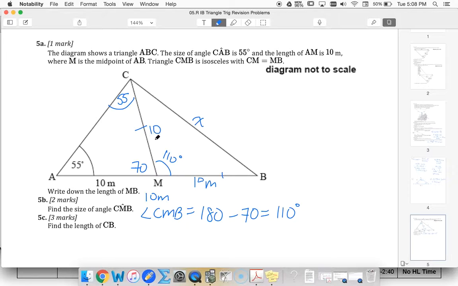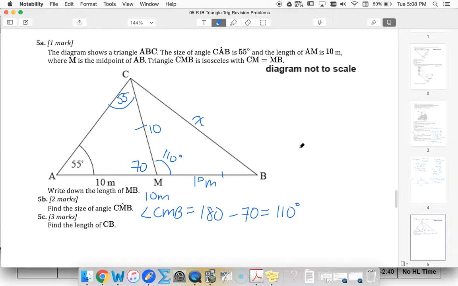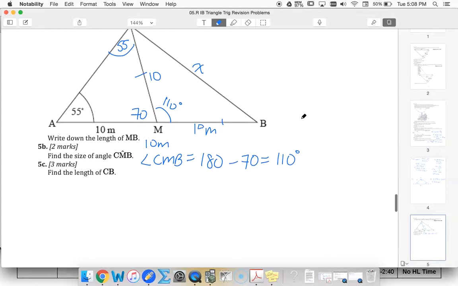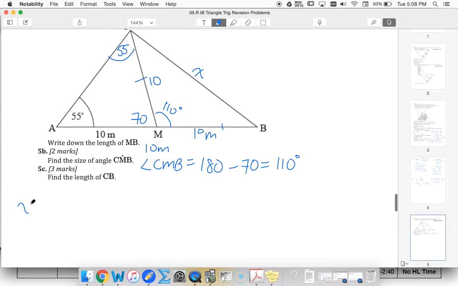But since I know that this is isosceles, I could also figure out the size of these angles, and then I could use sine rule. So we've got two ways to do it. So I'm going to start by using cosine rule. So x squared is equal to 10 squared plus 10 squared minus 2 times 10 times 10 cosine of 110.